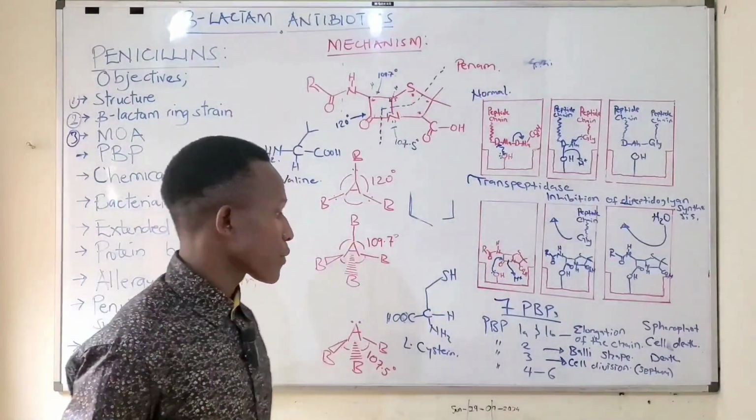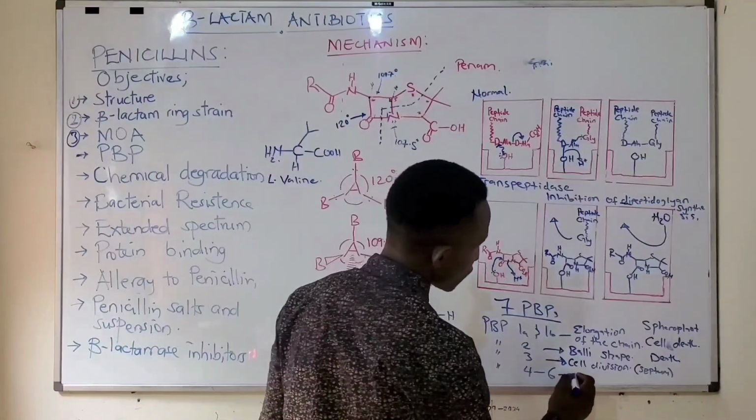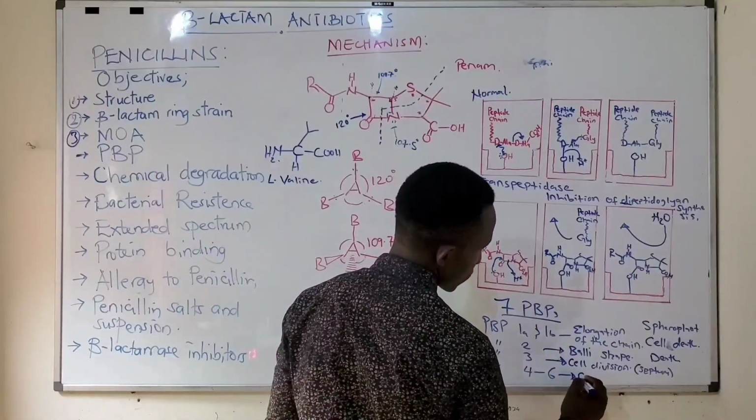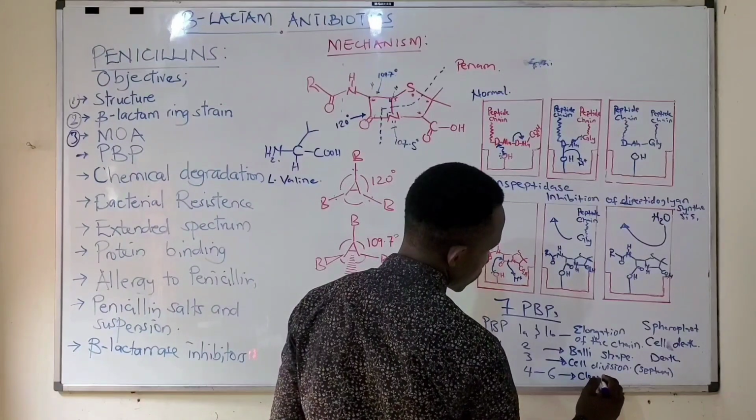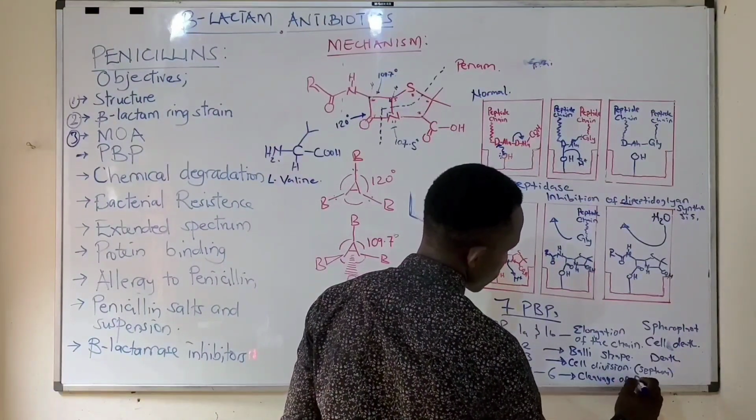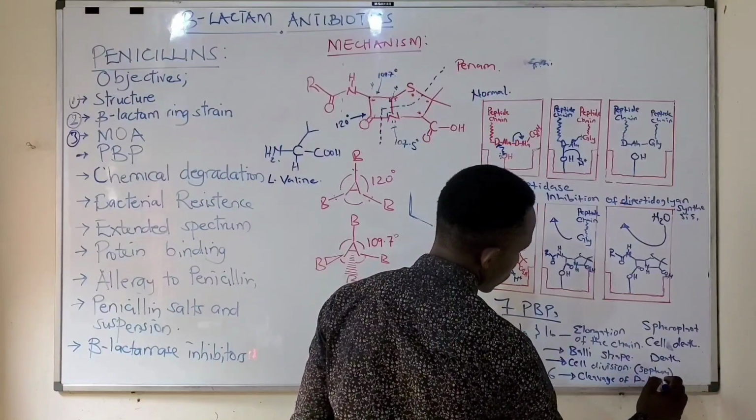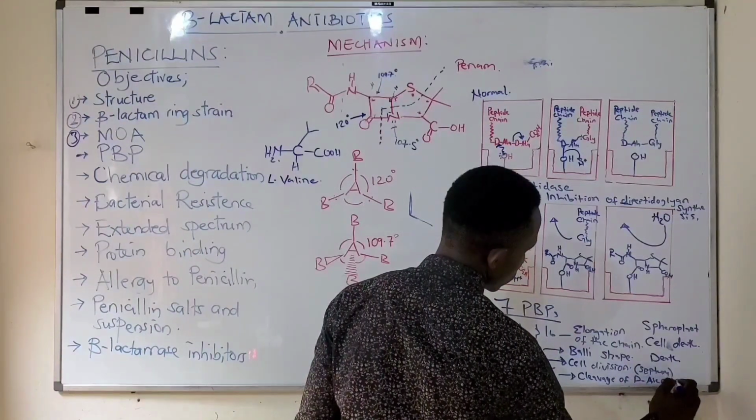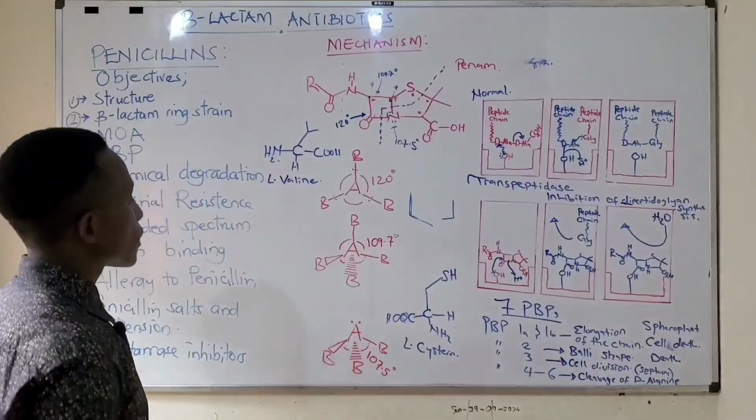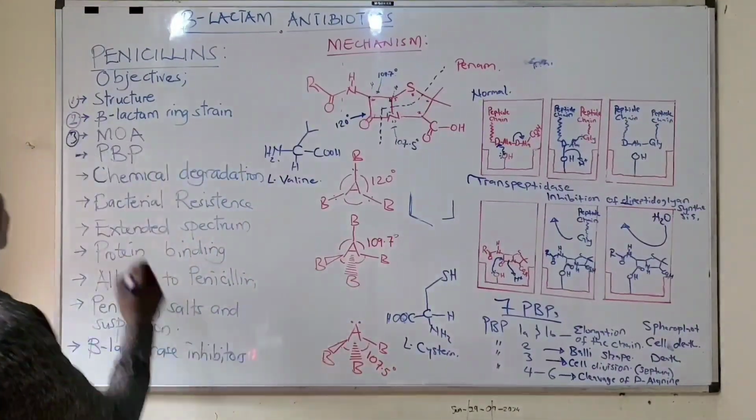Then 4 to 6 are responsible for the cleavage of the D-alanine. They'll be responsible for the cleavage of the D-alanine.